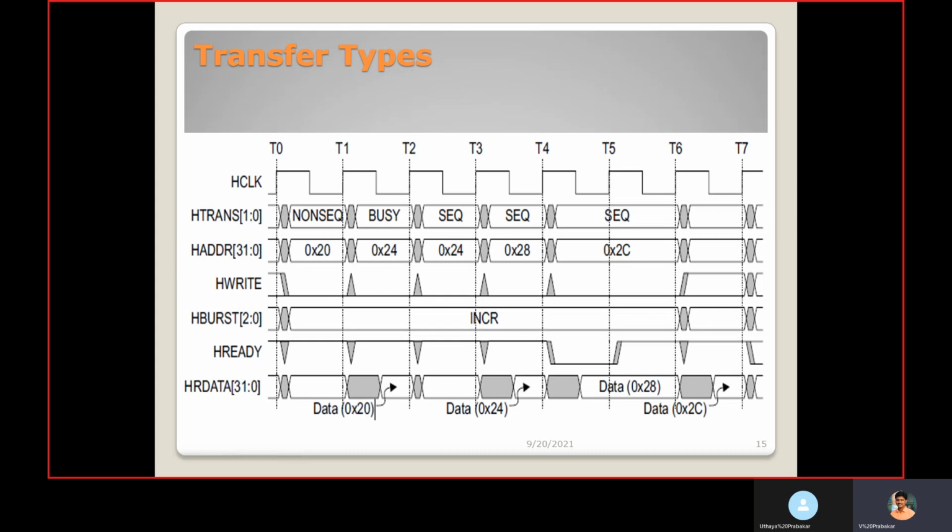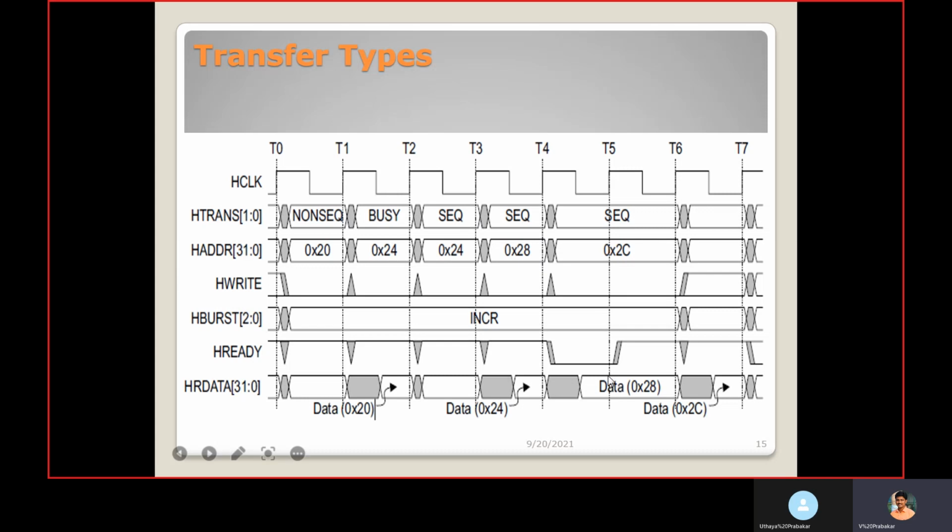So here we are introducing busy. So this address and the remaining control signals will be the same. For 24, this is the address phase, and in the data phase, we are getting the data for the corresponding 24th location. And this is the address phase of the 28 address location. And in the next cycle, we are receiving the data for this 28.